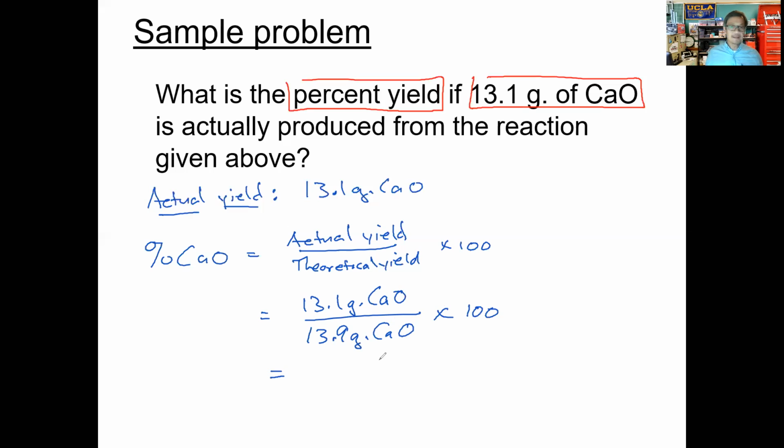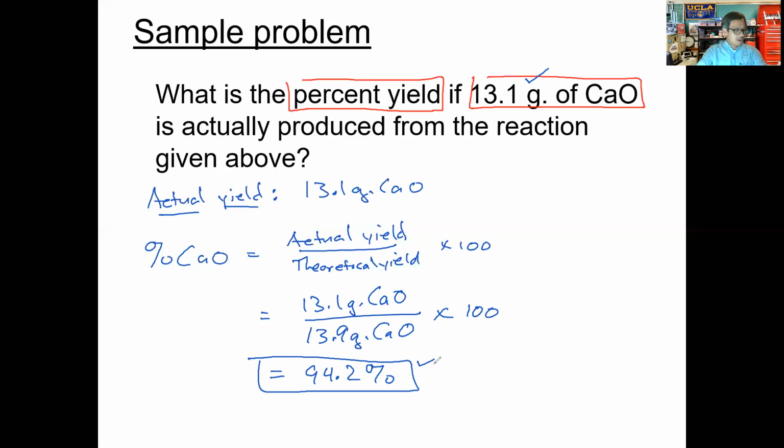And so we get a percentage of 94.2%. And what does this tell us? This is a pretty good reaction. That means we get pretty close to 100%. So this is a very high yield for this particular reaction. If the people who ran this reaction were able to obtain that amount, they did an excellent job because they got pretty close to 100%.